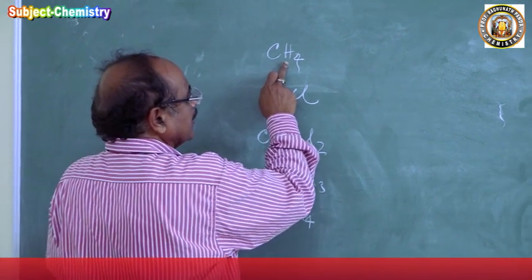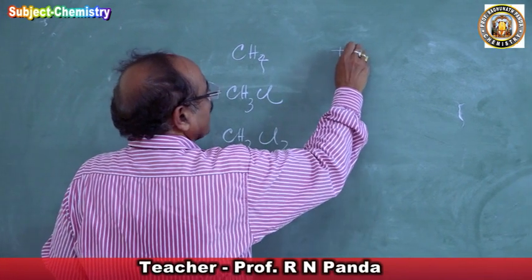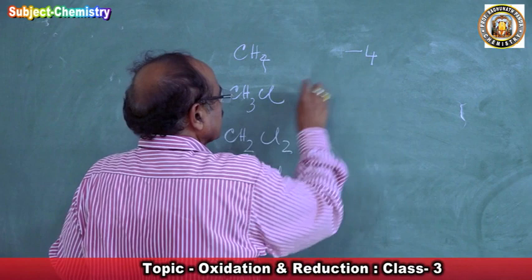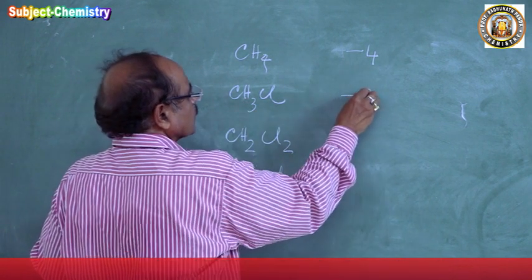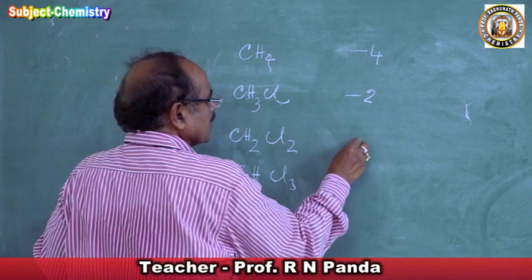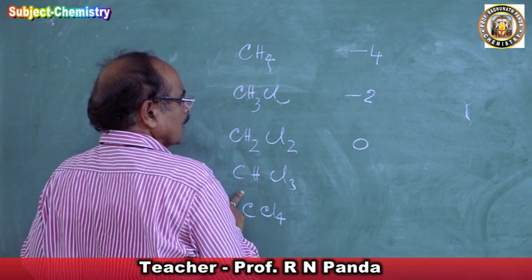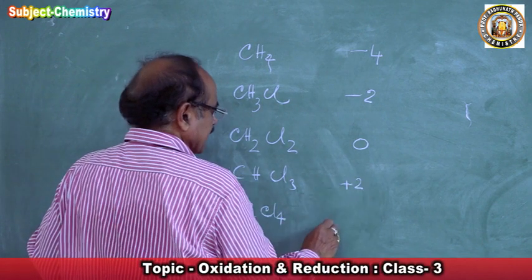So in methane, the oxidation number of hydrogen is +1, so the carbon is -4. Then here it is -1 +3, so it is -2. You can calculate similarly: it is 0. And then here it is -3 +1, it is +2, and finally it is +4.